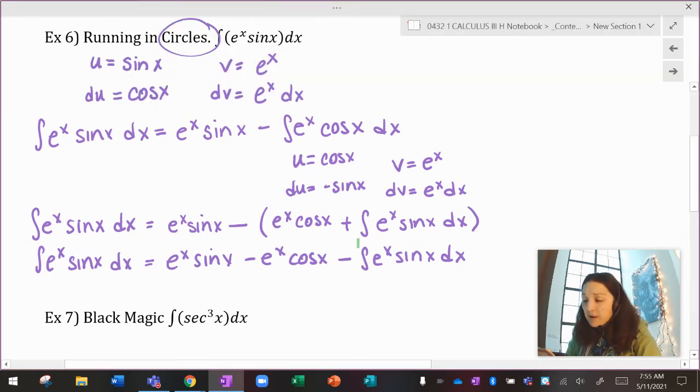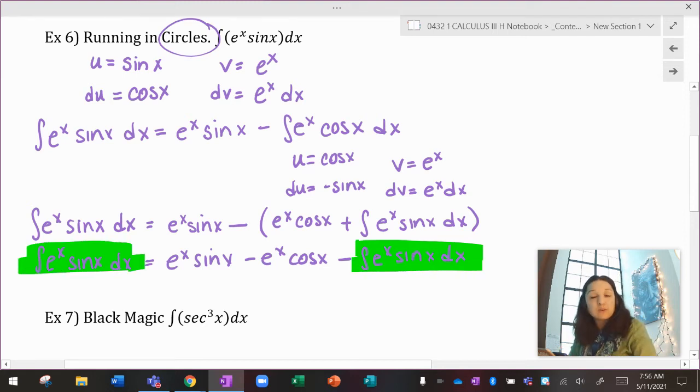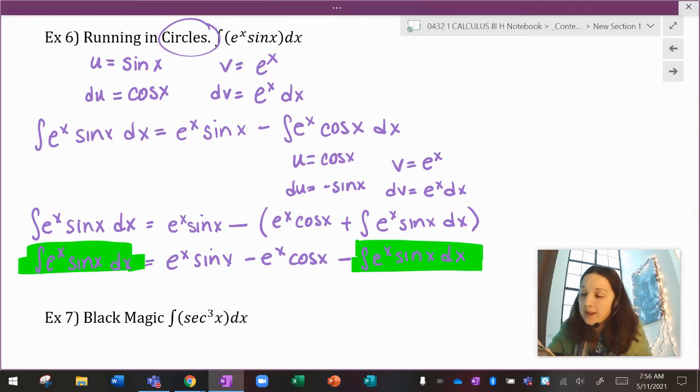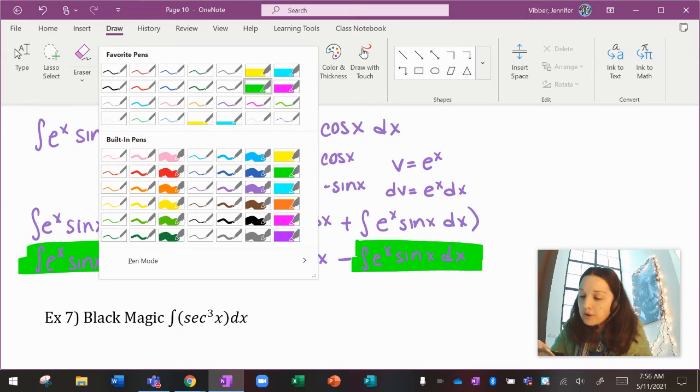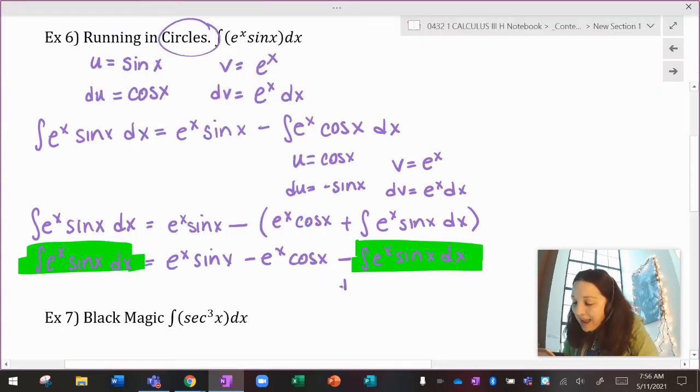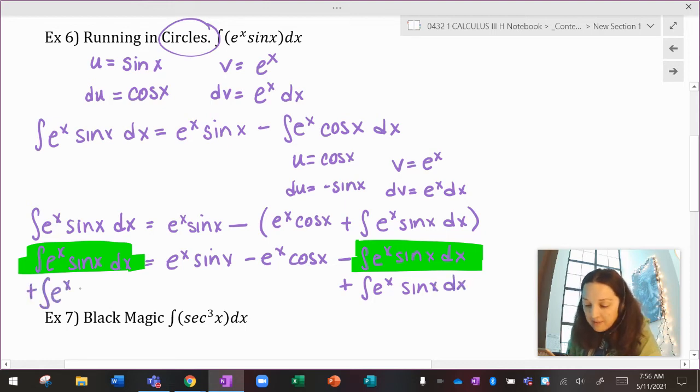I have like terms. There's an integral of e to the x sine x. Here's an integral of e to the x sine x. Maybe they should meet up somewhere. Yeah, they should. So what we're going to do here is I'm going to add the integral of e to the x sine x dx to both sides. You can do that? Yes, you can.